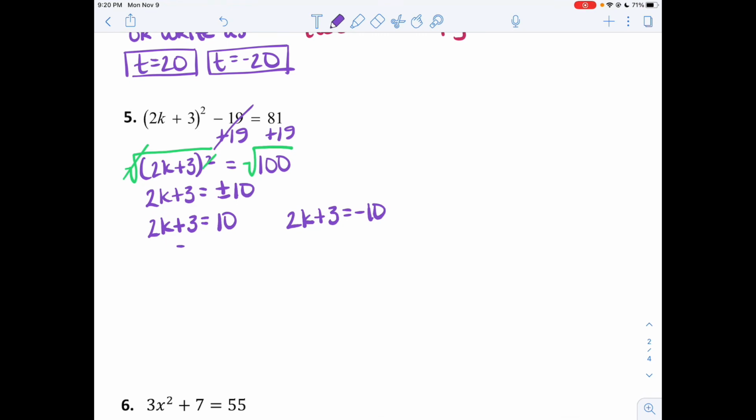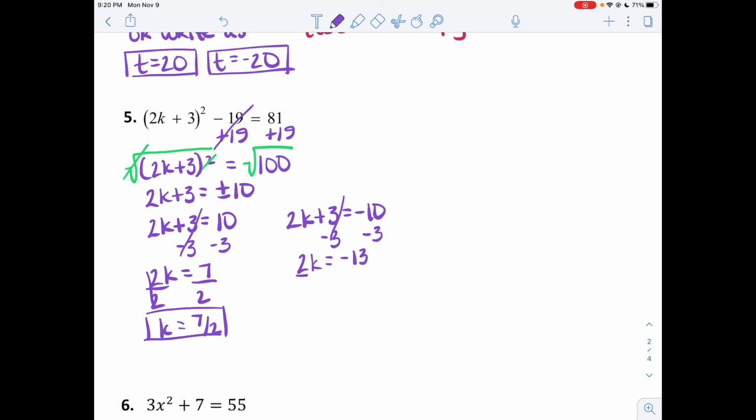I'm going to solve these just like I would any other algebra equation, moving the 3 over by subtracting it from both sides, which gives me 2k is equal to 7, and then dividing by 2 to give me that k is equal to 7 over 2. So it's okay for these to be fractions. I'm going to do the same thing to this other one. I'm first going to subtract 3 from both sides to leave me with 2k is equal to negative 13, and then divide by 2 to finally get that k is equal to negative 13 over 2.